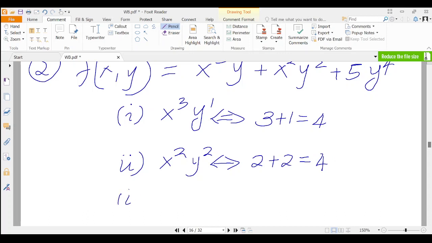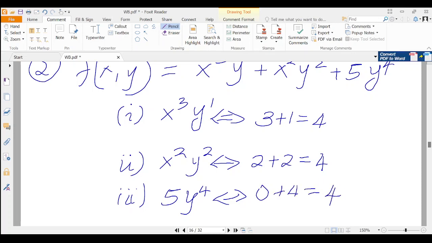If we go to the third term, the term is 5 y raised to the power of 4. There is no x here, meaning that the power of x is 0 and the power of y is 4. When we add, we get 4. And so we say that all the three terms are of the same degree 4. So such a function, we shall say, is homogeneous of degree 4.